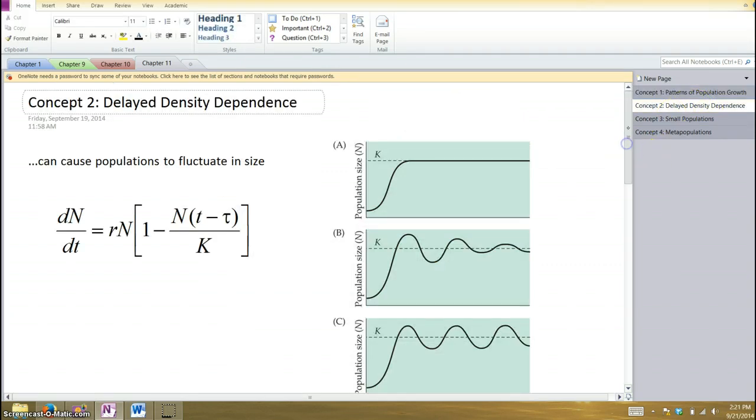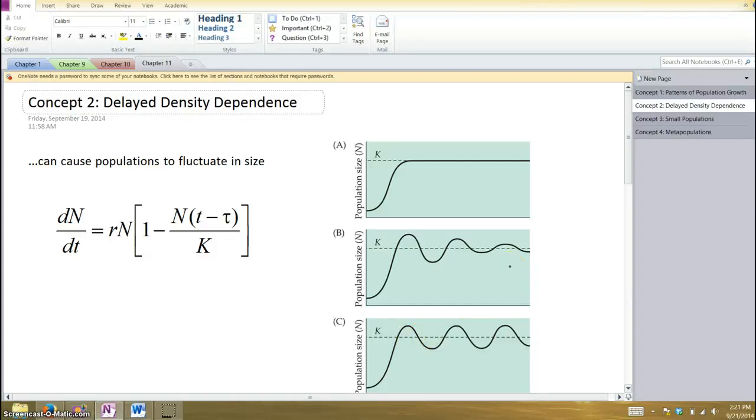All right, so we saw in the previous chapter, and we modeled this idea here, this logistic equation, which shows this nice smooth curve approaching the carrying capacity and leveling off. We saw in the previous section that populations rarely, if ever, just get to the carrying capacity and stay there. So they fluctuate around that carrying capacity.